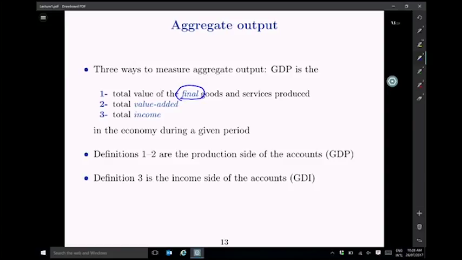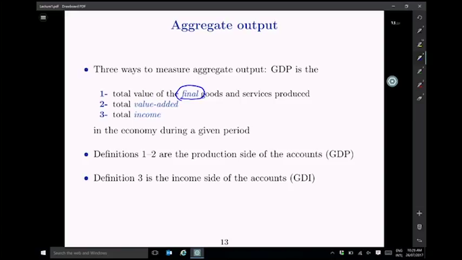Alternatively, you can also calculate total value added. What is value added? Value added refers to, at each step of production, the extra value this production brings in, right? We'll give you a specific example in the next slide to show you what we mean by value added. But no matter whether you use method 1 or method 2, you get the same number for GDP. They should give you the same number. And method 3 is when we calculate GDP from the income side, which is also fine.